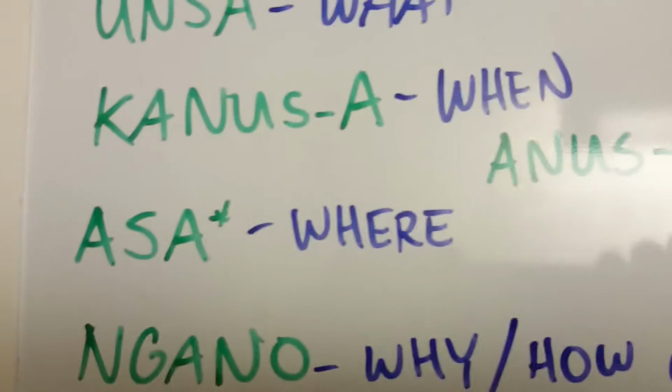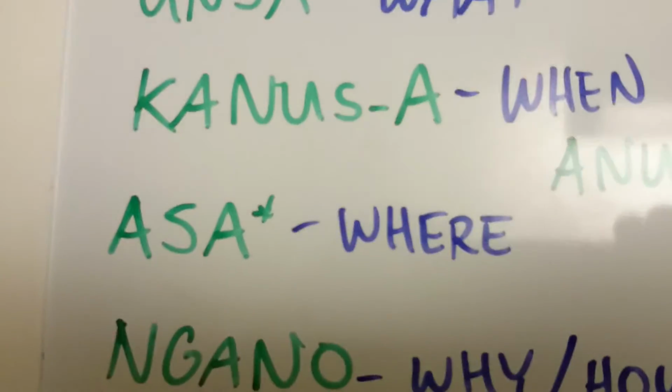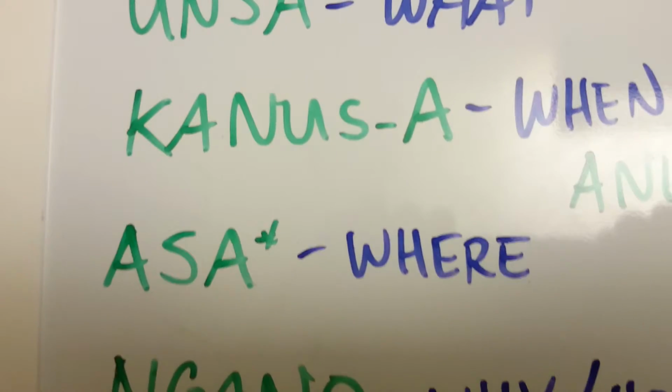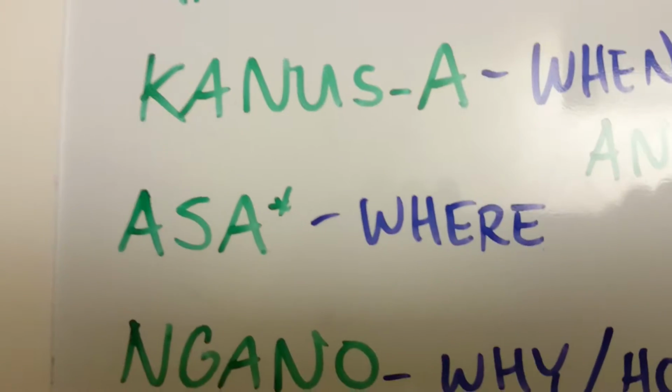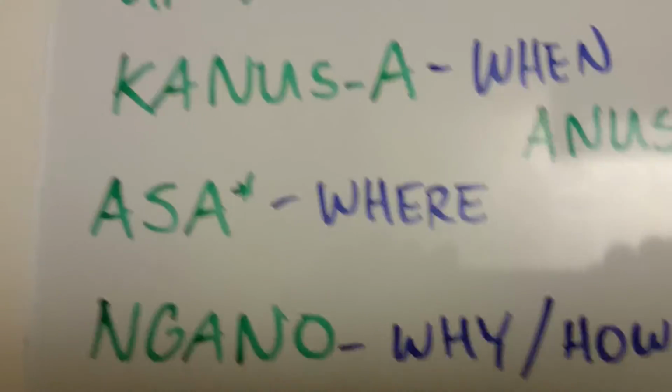Anyway, moving on. Asa is a universal for where, and I made a video explaining location and where things are, and how asa has other counterparts like diin and hain and all that stuff. You can go watch that video.